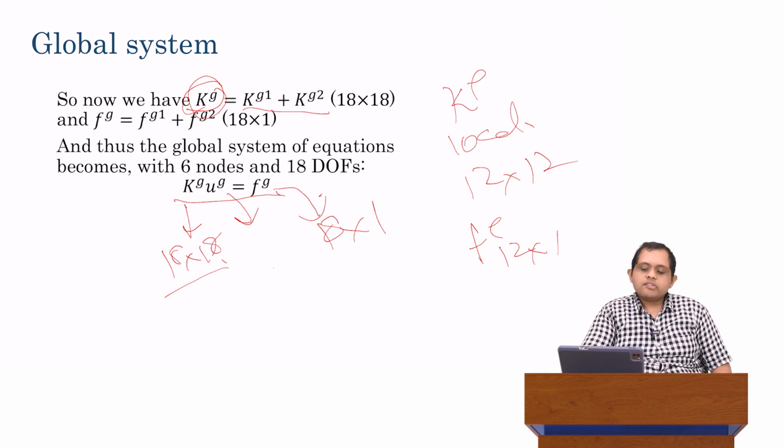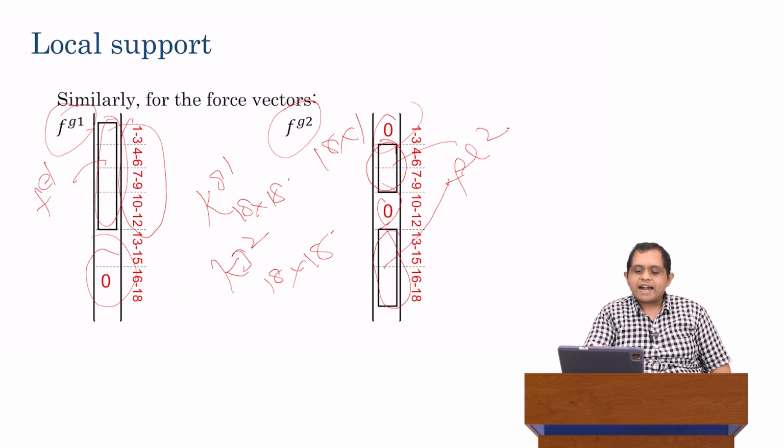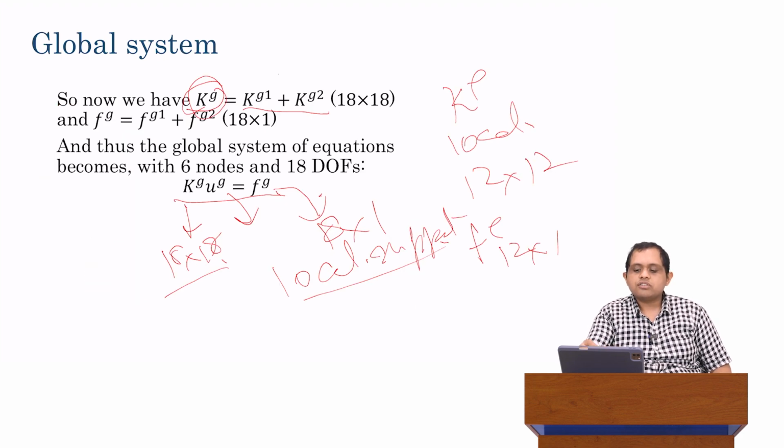So this approach of using local support, what we just talked about, of adding these vectors and these matrices together, this is called assembling.